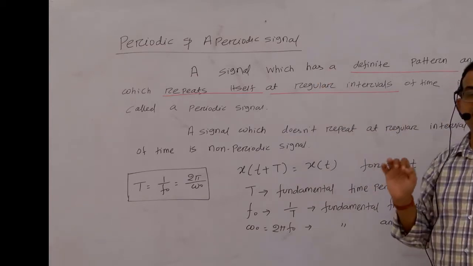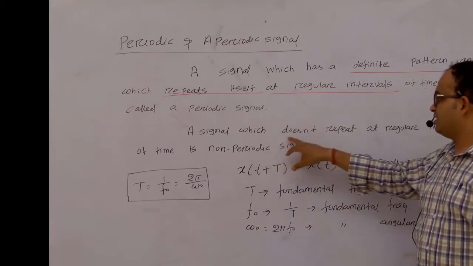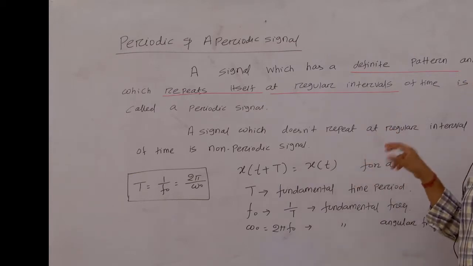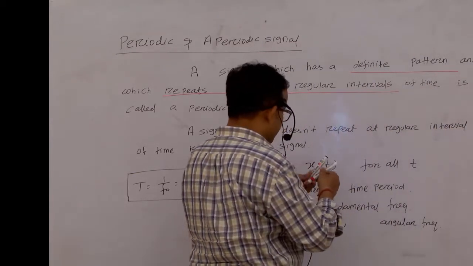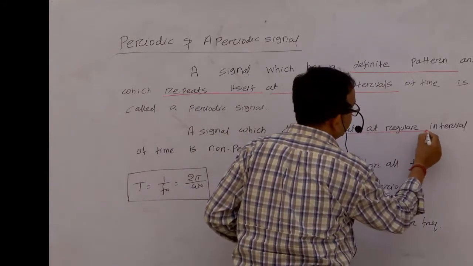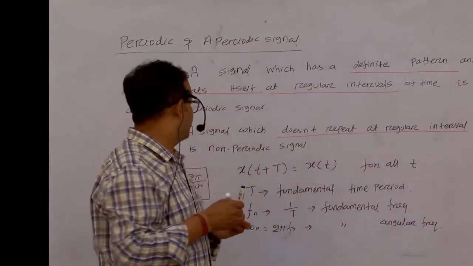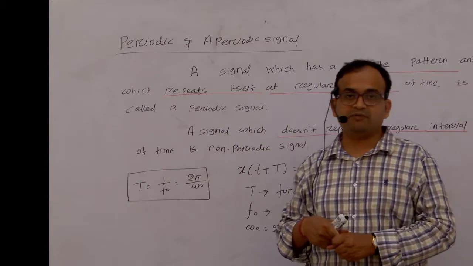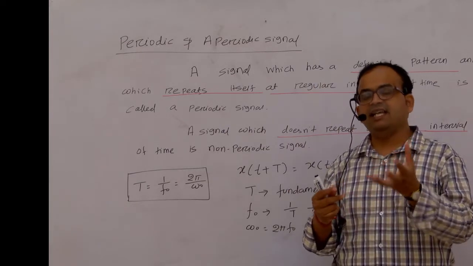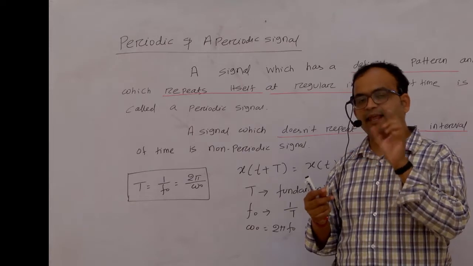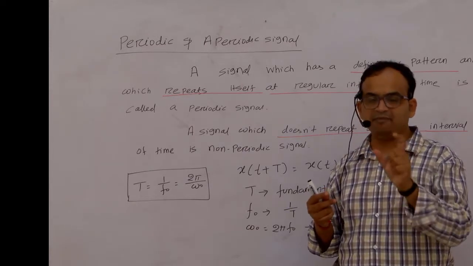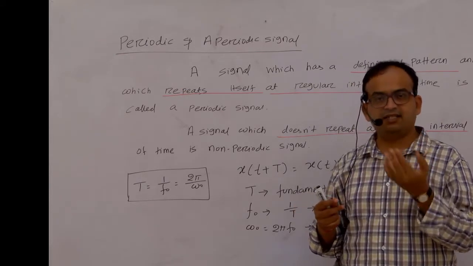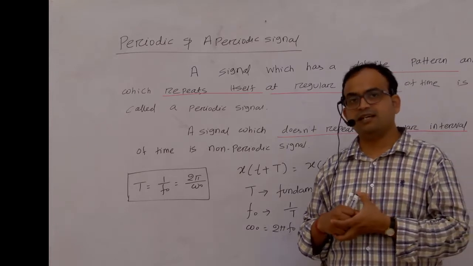Similarly, which one is a non-periodic or aperiodic signal? A signal which does not repeat at regular intervals of time is a non-periodic signal. It is a very simple definition. If it is asked in the exam, you can tell that a signal having a definite pattern and repeating after a certain interval of time is known as a periodic signal. If the signal does not repeat after a certain interval of time, then it is known as a non-periodic or aperiodic signal.